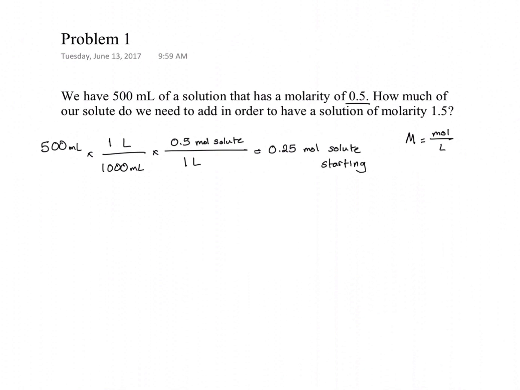And we're told that without adding any additional solvent, we want to increase our molarity to 1.5. So we know that we're going to end with a solution that's still only 500 milliliters, but we want it to have more solute in it. How much do we need to add? Well, our desired product is 500 milliliters, again, taking it to liters.